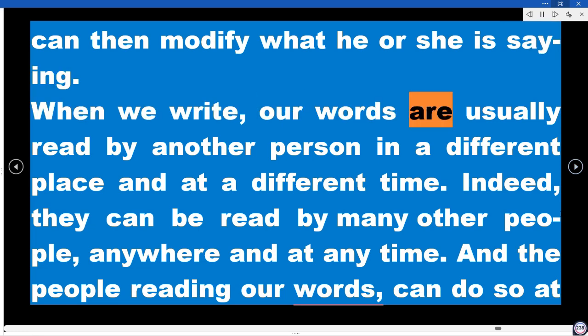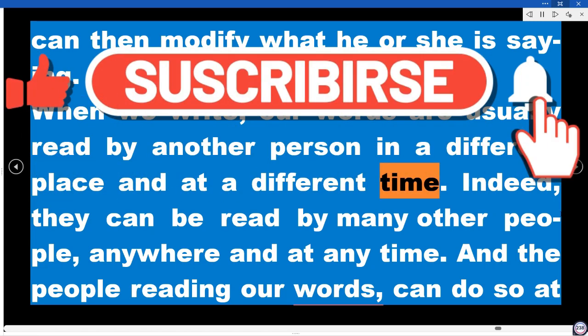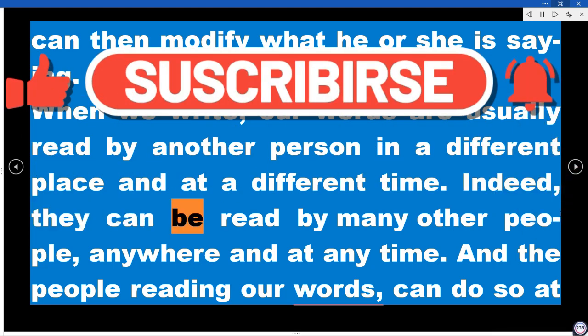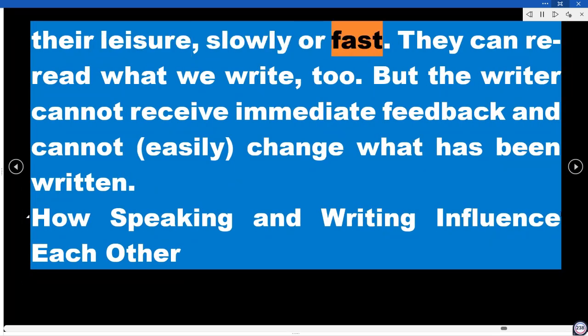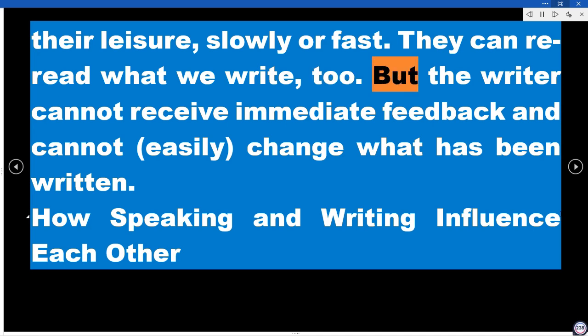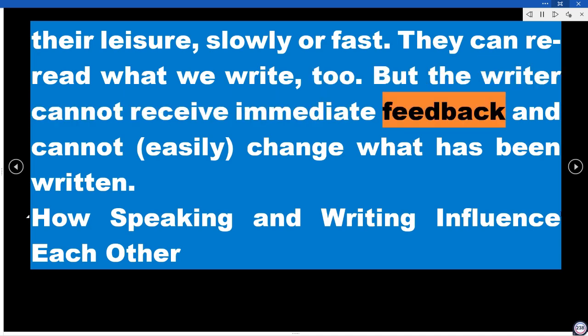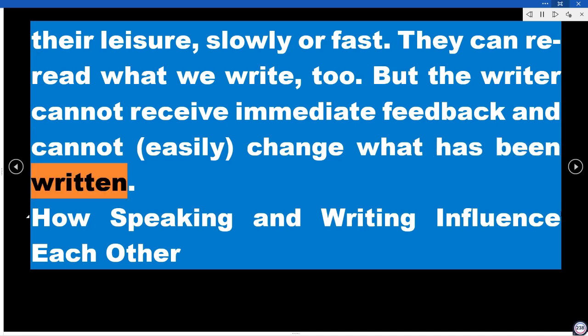When we write, our words are usually read by another person in a different place and at a different time. Indeed, they can be read by many other people, anywhere and at any time. And the people reading our words can do so at their leisure, slowly or fast. They can reread what we write, too. But the writer cannot receive immediate feedback and cannot, easily, change what has been written.